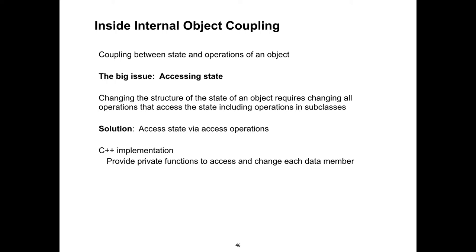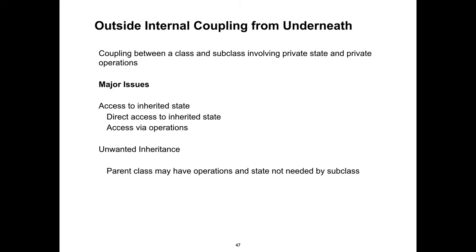Doing the accessors can help. It makes it easy to trace how to protect the derived classes. Sometimes you're able to buy the derived class. That's right. In C++, if you don't use accessors, the copy is forced by the accessors. But that's what it means by internal coupling, outside internal coupling from underneath, right?